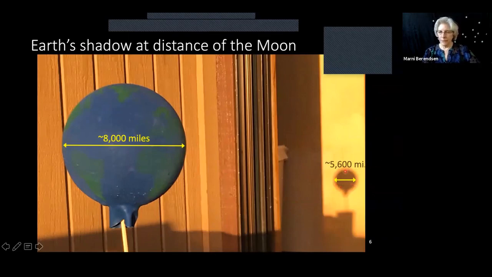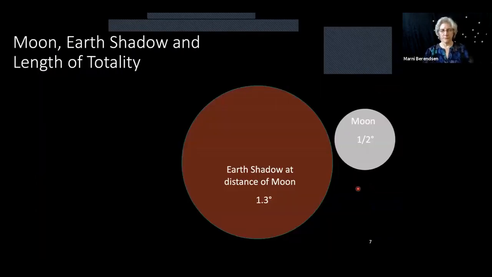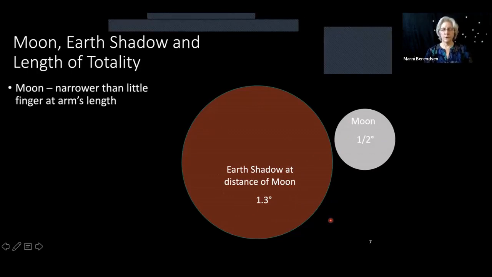And so the moon has to hit this little target right here in order to have a total lunar eclipse. But how big is the Earth's shadow, as we said? Well, here's the little diagram of the moon and the Earth's shadow at the distance of the moon. These two are to scale. Now, the moon in the sky is about 1/2 degree of sky.